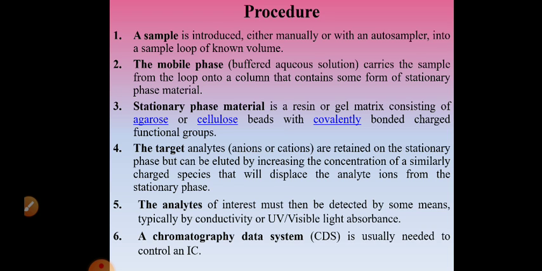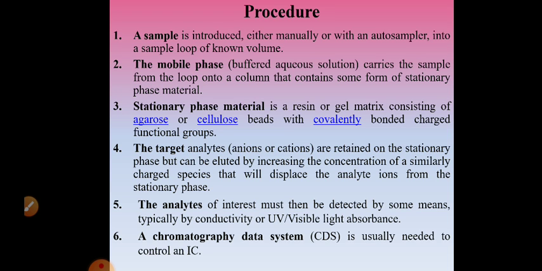The target analytes, that means the molecules present in the sample, are retained on the stationary phase, but they can be eluted out by increasing the concentration of similarly charged species, as we have discussed earlier, or by adding a buffer having a different pH. The analytes of interest which are separated out can be detected by some means like conductivity or UV visible absorbance or any other such property. And the chromatographic data system is usually needed to control all this analysis.